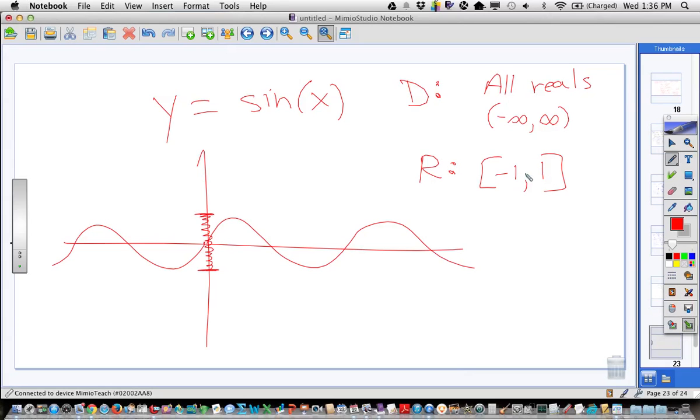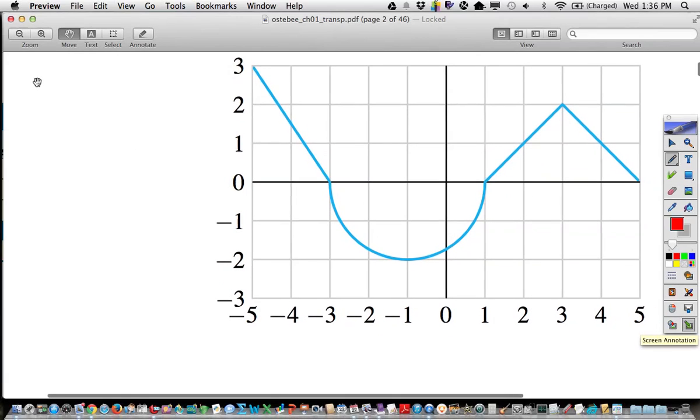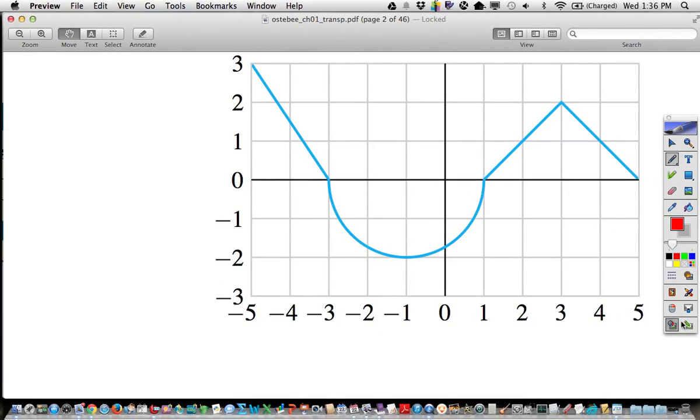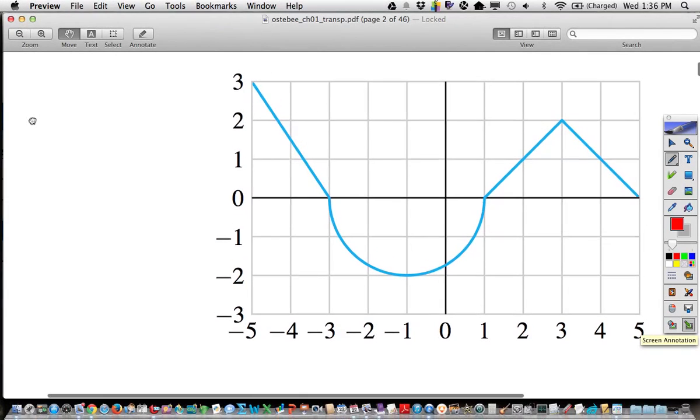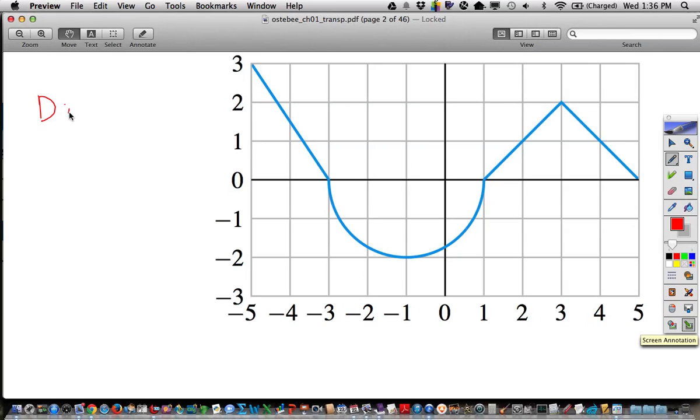Now, we don't want to write 1 to -1. We always want to go little to big when we write these. Okay, let's go back to this other picture we had a minute ago. What would be the domain on this one? Domain would be -5 to 5, right? There we go. -5 to 5.